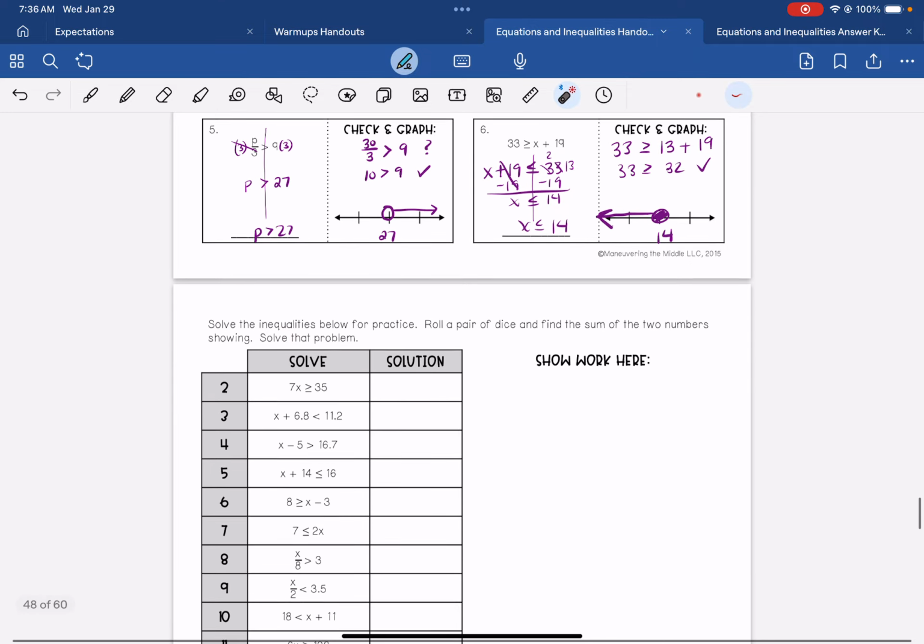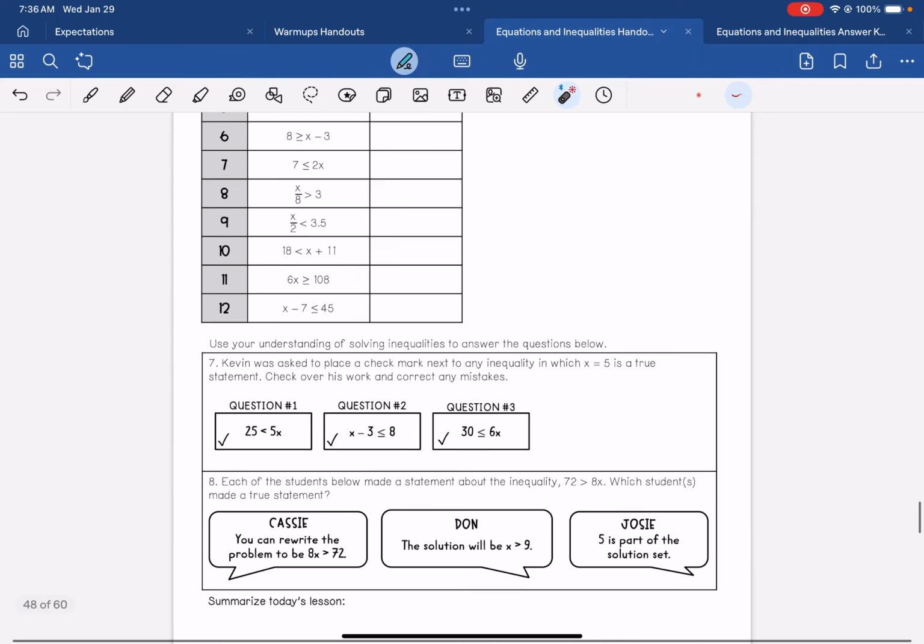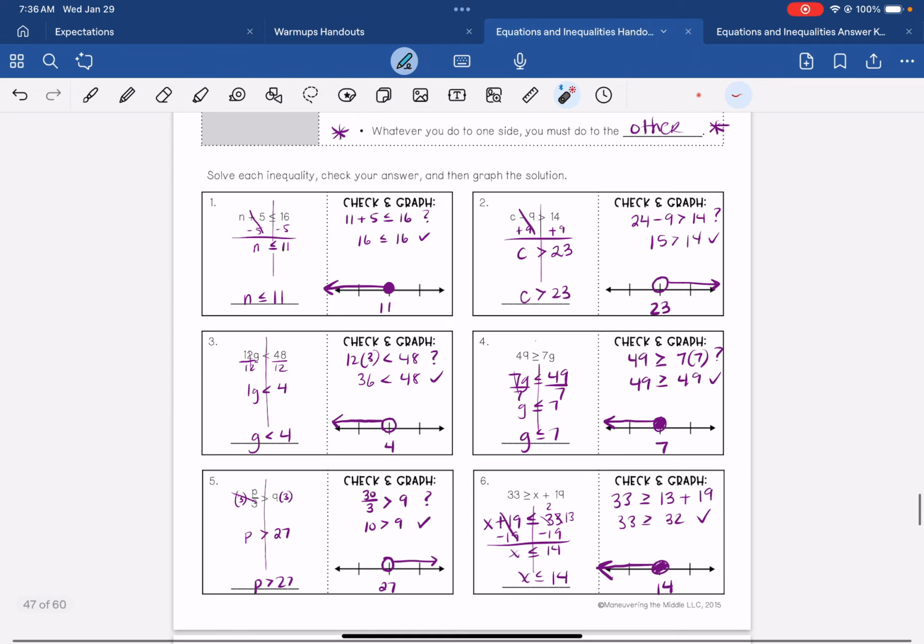All right, so what you guys are gonna do, you're gonna do the back side with your partner. When you and your partner are done with that, you need to do your independent practice on Schoology. Thanks, y'all.